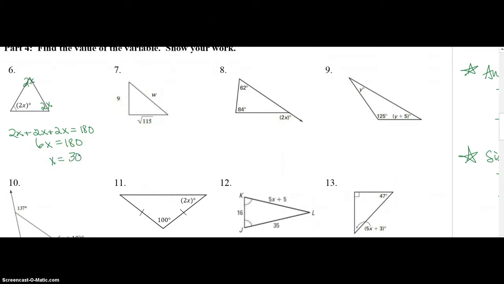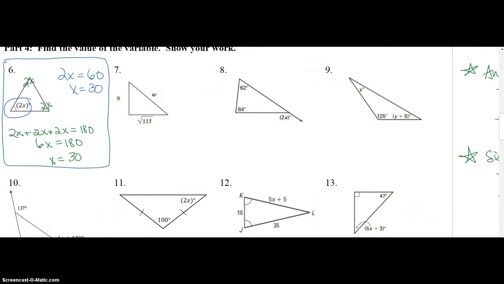Now, the other option is to recognize that because this is an equiangular triangle, this angle by itself has to equal 60. And if you divide that by 2, you get the same answer, 30. So either way is fine.